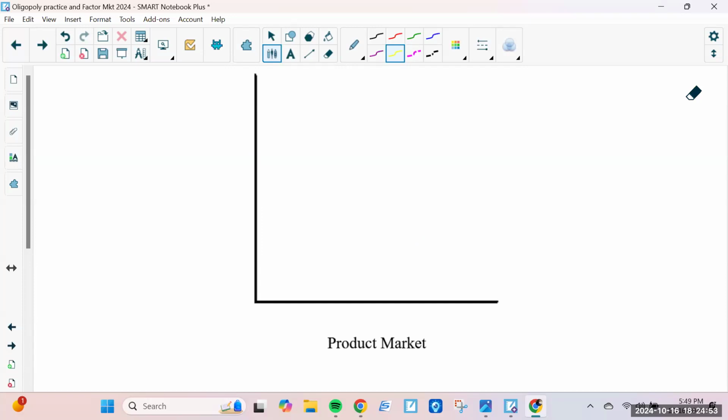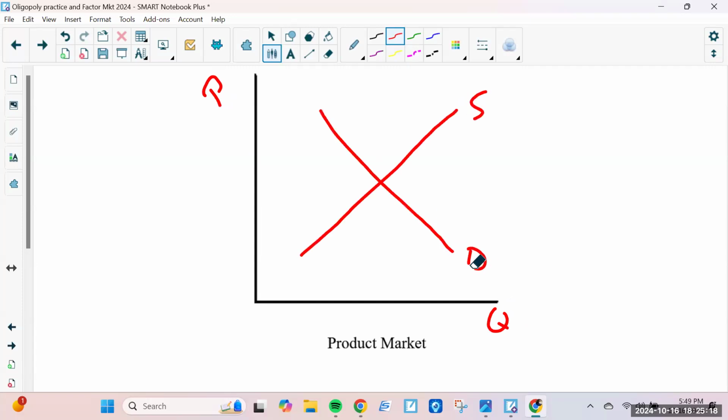There's the product market, where we buy goods and services. So if I go to Amazon and order something, that's product market. If I go to Kroger and buy some bread, that's product market. I'm buying a good or service. And in the product market, we label the vertical axis as price, horizontal axis as quantity, and we have good old supply and demand, and we put them together. That gives us our equilibrium quantity and our equilibrium price, okay?